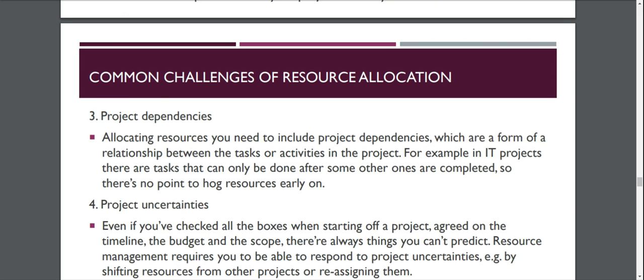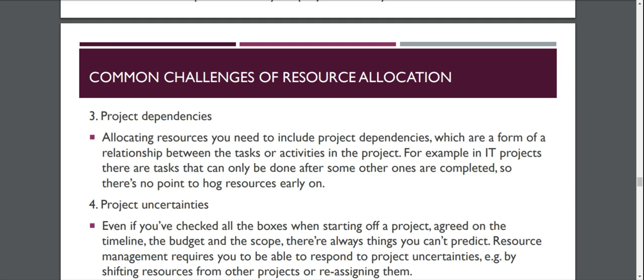Then you have the project dependencies. So allocating resources, you need to include project dependencies, which are a form of a relationship between the tasks or activities in a project. For example, in IT projects, there are tasks that can only be done after some other ones are completed. So there's no point to halt resources early on. So this is actually much related to your CPM as well, your project plan. So you have to look at the schedule and what task actually depends on the other tasks and so on.